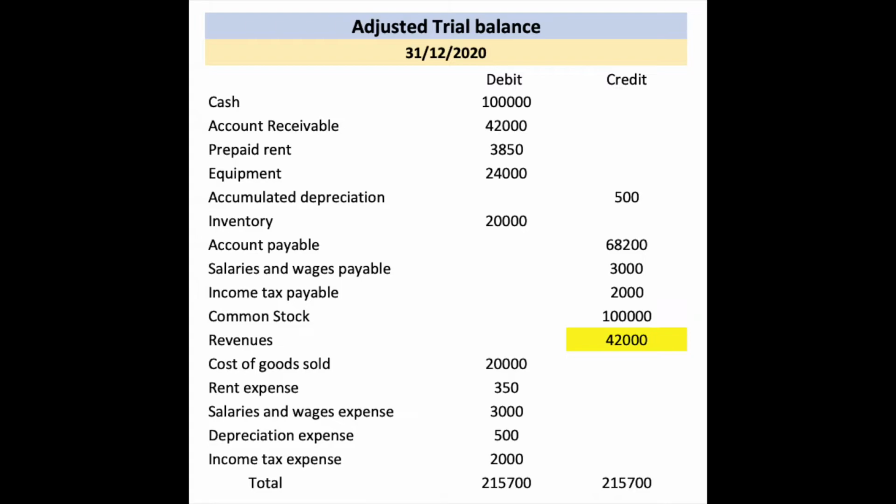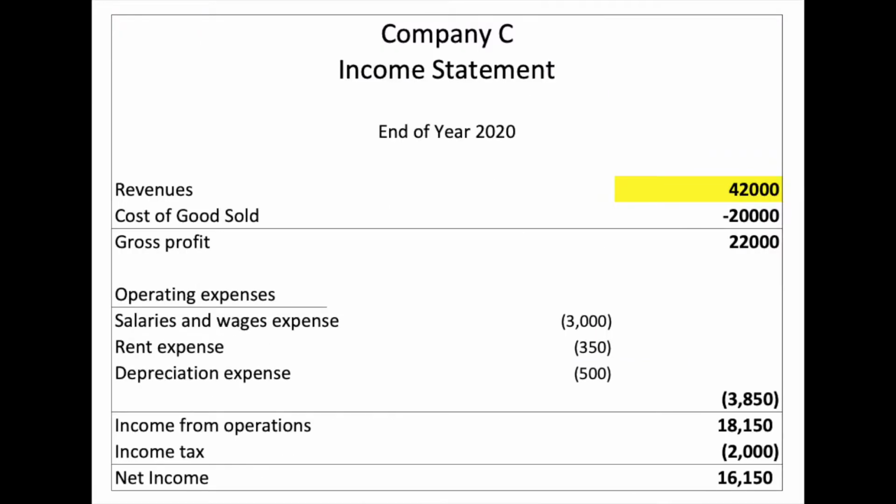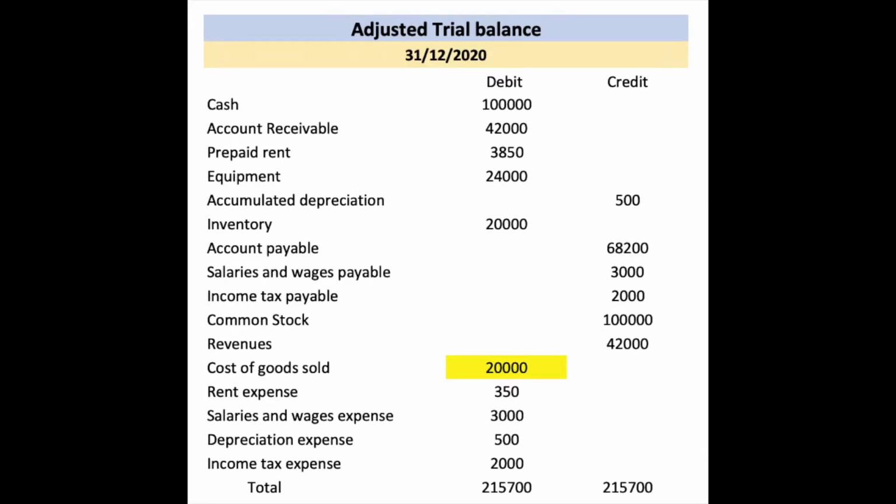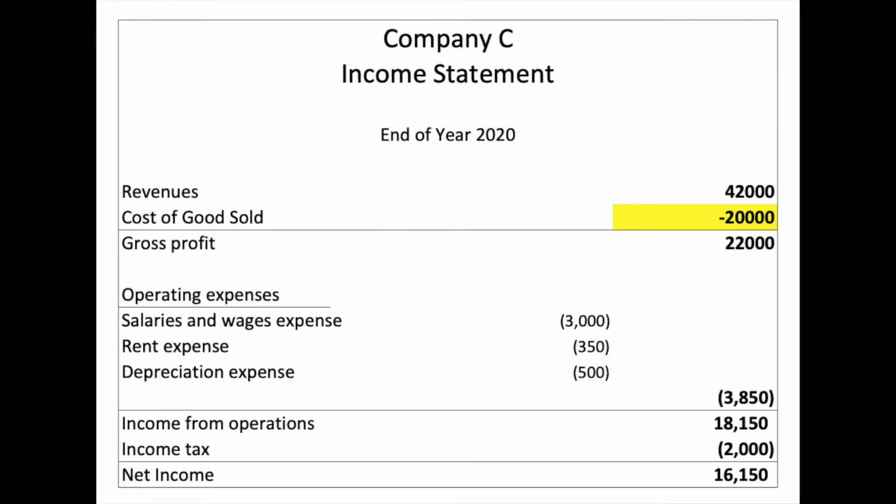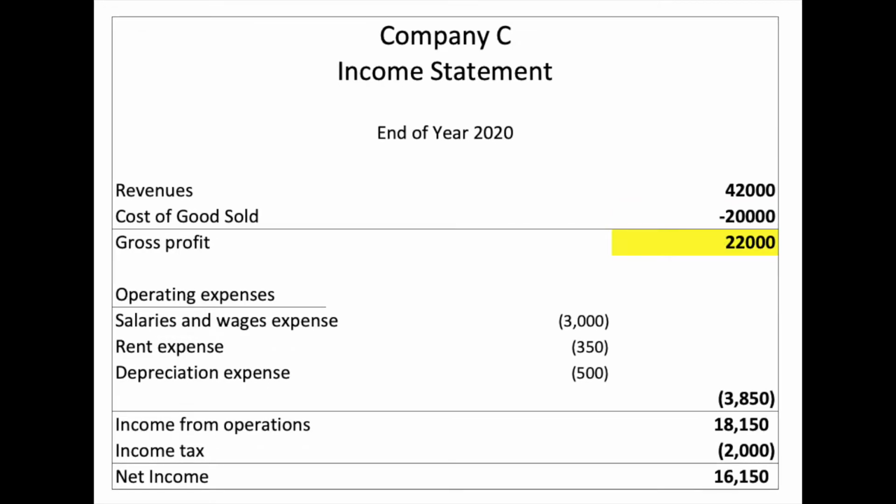Firstly, revenue account is presented in the top of income statement. Secondly, cost of goods sold always accompanies revenues account. Cost of goods sold is presented in negative number. Thirdly, revenue minus cost of goods sold equals gross profit.